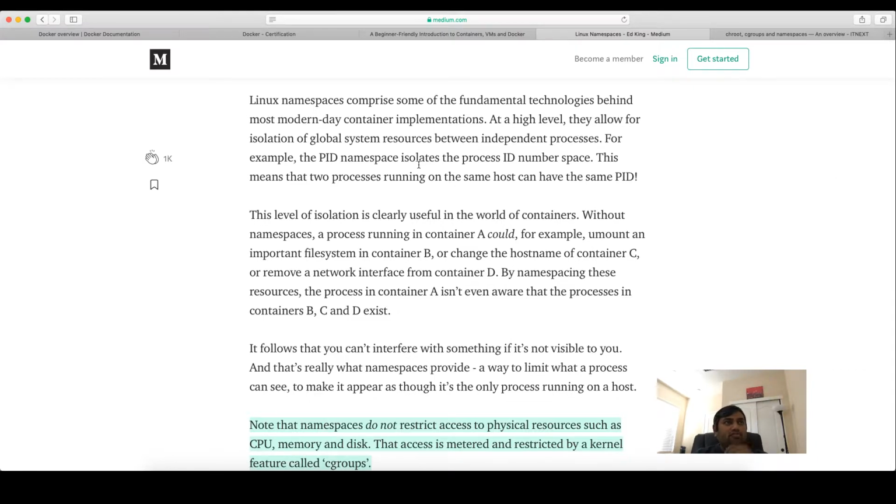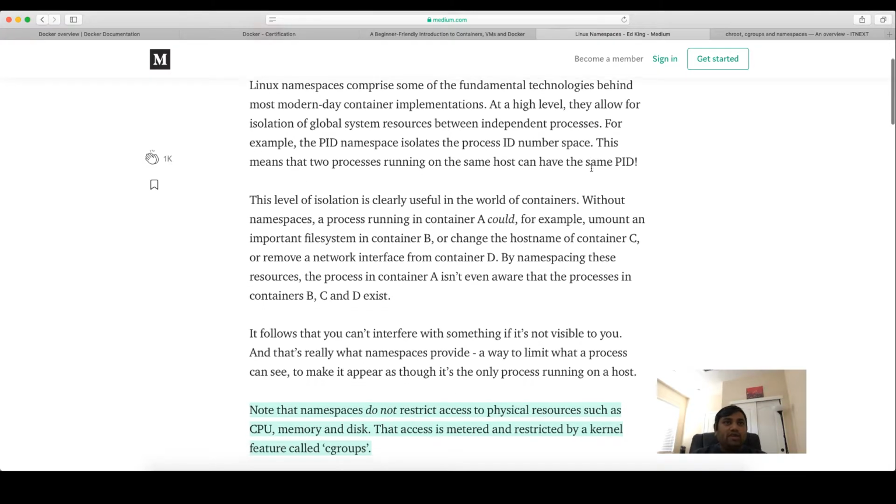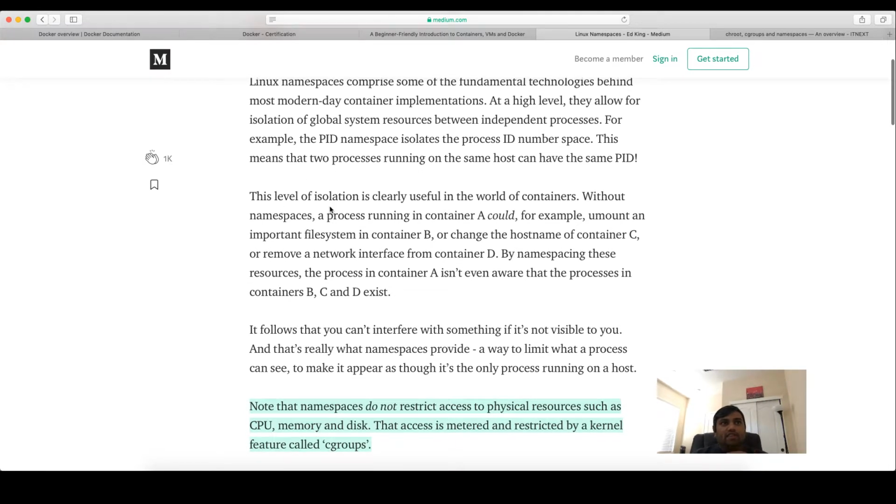As the author of this blog clearly says, for example, the PID namespace isolates the process ID number space. This level of isolation is clearly useful in the world of containers, because when you are dealing with containers, we definitely need that isolation, because that's the whole concept behind security and other things. If we cannot isolate, we will run into a problem, and that's what the author is able to explain here.